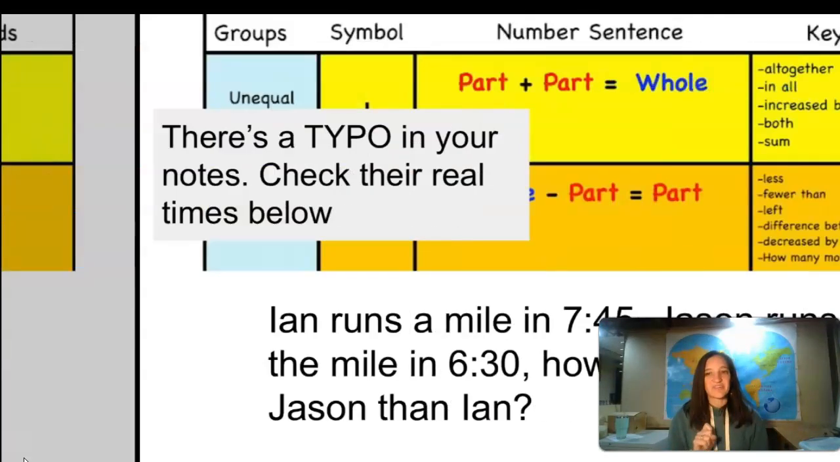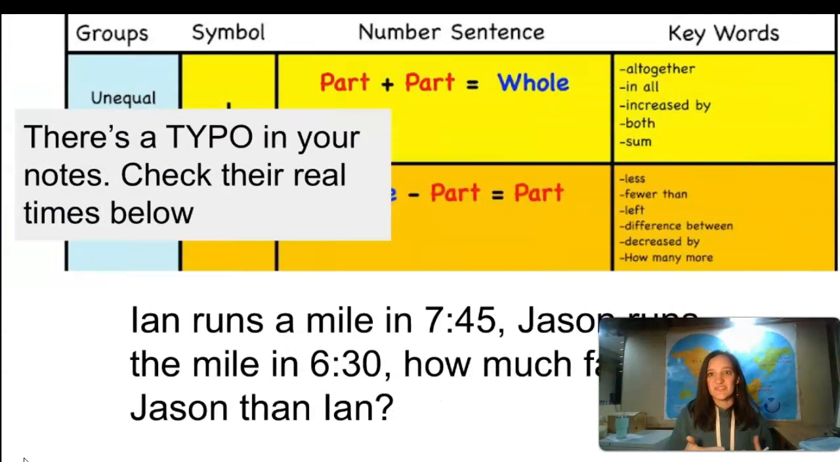So let's look at a real world situation. Ian runs a mile in 7 minutes and 45 seconds, which is different than what's in your notes. So fix that right now. Jason runs the mile in 6 minutes and 30 seconds. How much faster is Jason than Ian?